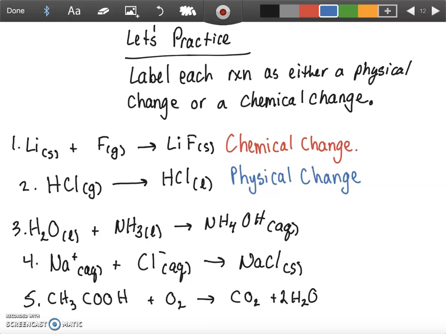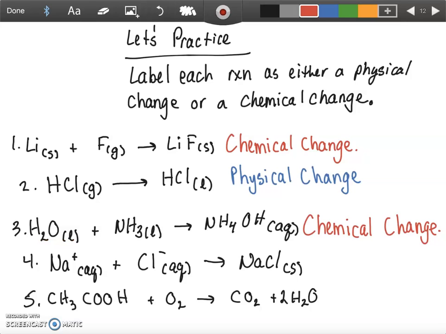Okay, liquid water reacting with liquid ammonia to form ammonium hydroxide, aqueous ammonium hydroxide. This is a chemical change. Two different substances, water and ammonia, reacting to form an entirely new compound or entirely new substance with different chemical properties.